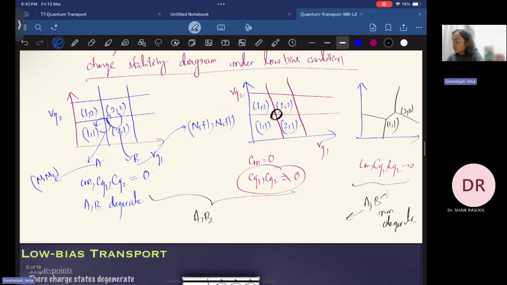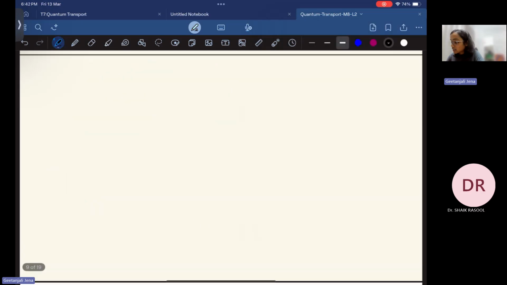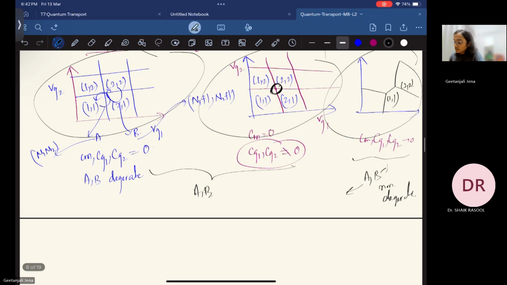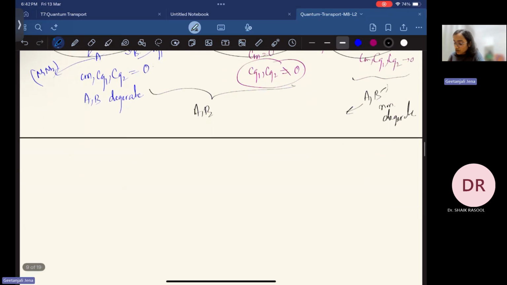The common characteristic between all these graphs is that, if you look at the transport where we see non-zero current, the current is non-zero only at the charge triple point.